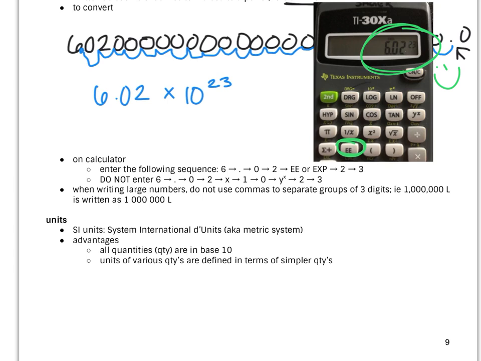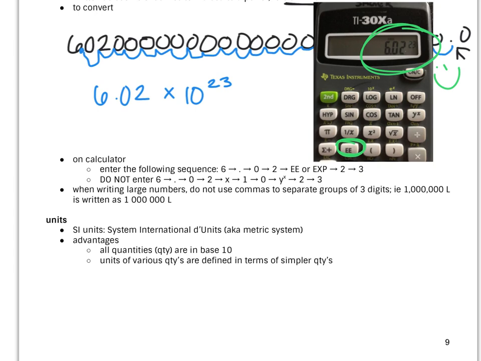Scientific notation. You cannot enter 6.02 and then the multiply button, and then type out 10, and then insert the exponent 23. Because of PEMDAS and everything, it will not multiply out the correct way that it should. The order of operations will be messed up because you entered it that way, and you will not get the correct answer. Okay?